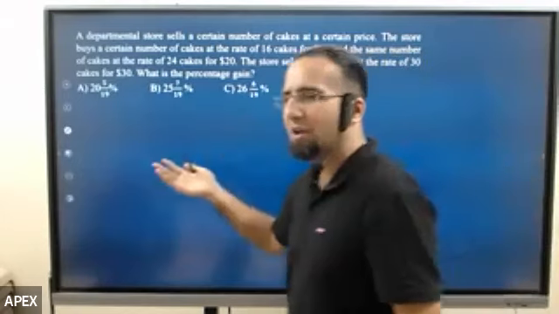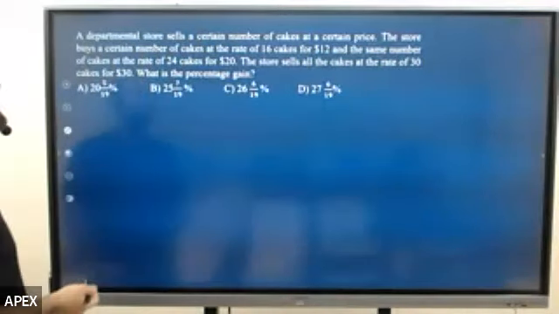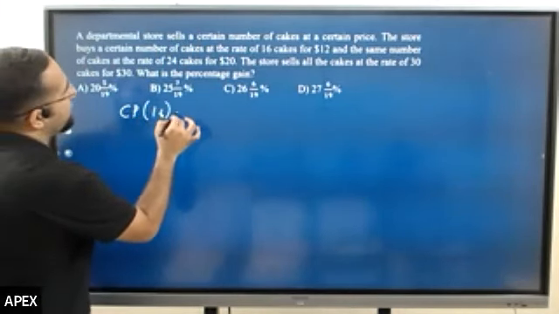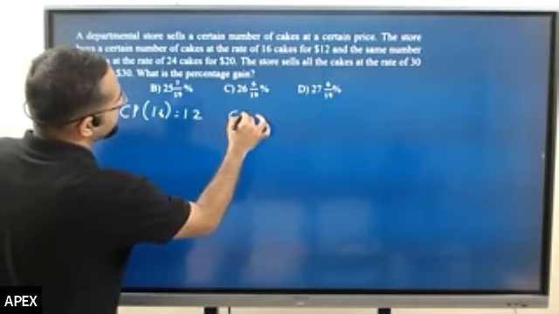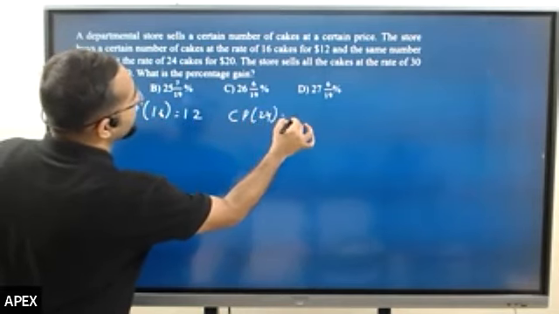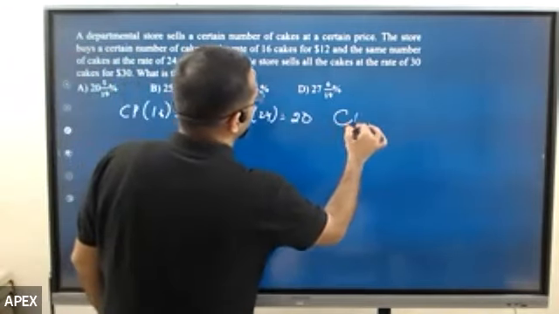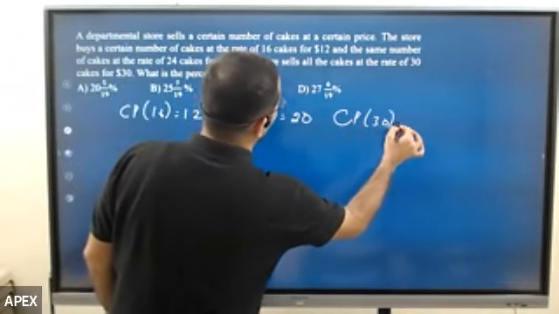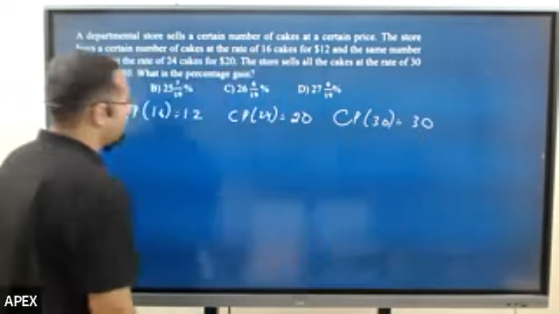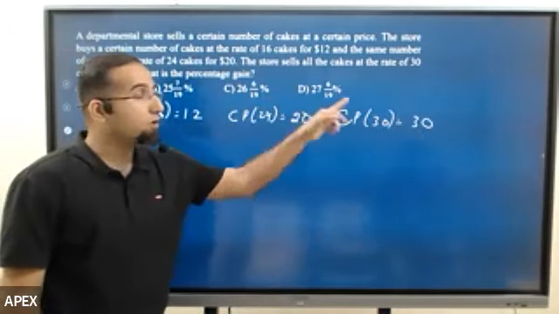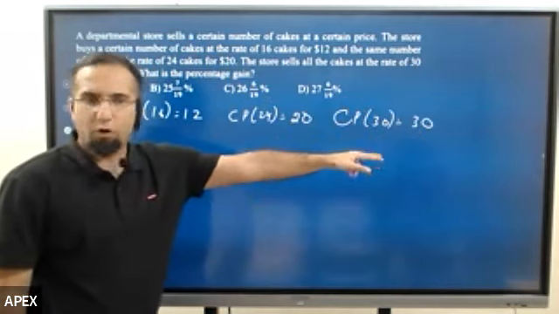And this was also a question that we already saw. No? We can use the concept used in the classroom only. So he buys a certain cake set, CP of 16 is equal to 12. The same number of cakes at CP of 24 at 20. And he sells both of them combined together at CP of 30 is equal to 30. That means the number should be a multiple of 16 and 24, 48 and also 30. 48 into 30.